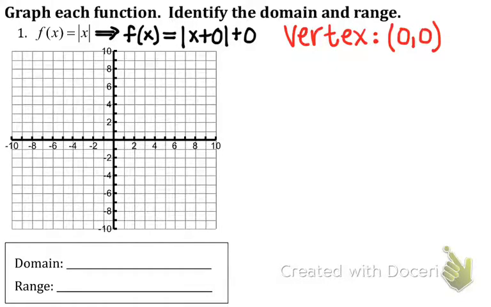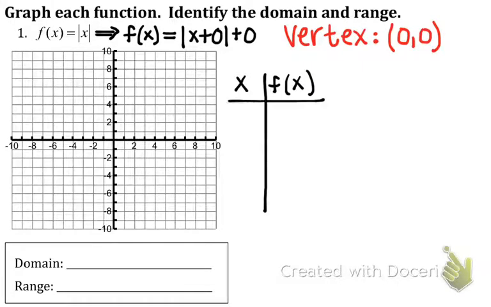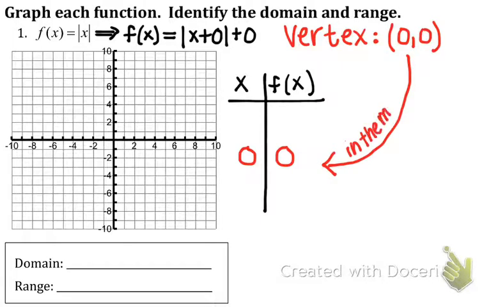So now that we have our vertex, we're going to move right into making a table so that we can plot some points. Just like our piecewise function, we'll have a table consisting of an x and an f of x column. In our x and f of x column, the first thing we're going to put in is the vertex. And notice that I put the vertex a little bit down in the table. My goal is to put it in the middle of the table, because since absolute value functions are symmetric, we want the same amount of points to the left and to the right of our x coordinate.